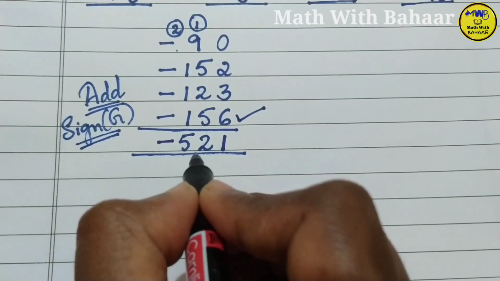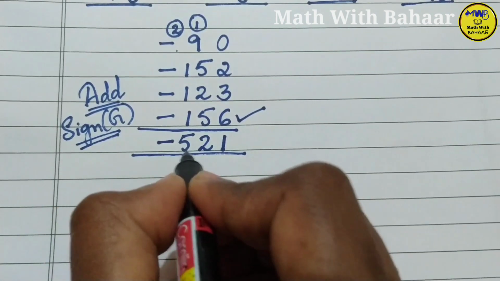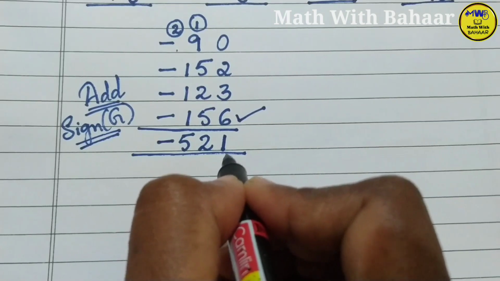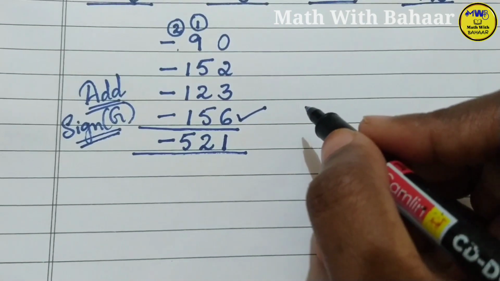Why? Because here all the signs are negative itself. So you get the same sign here. So the result is minus 521. Now let us proceed with our next question.